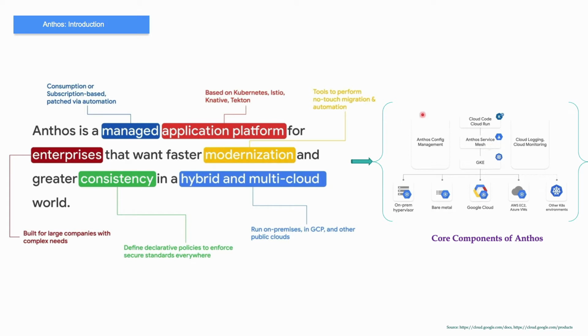And then you have a management layer, which takes care of all of the security part of it and the configuration part of it. It has inbuilt logging and monitoring for the operations side. And then you have a serverless way to execute your application. And that's pretty much what creates the core components of Anthos. Now let's look at the technical architecture of Anthos.